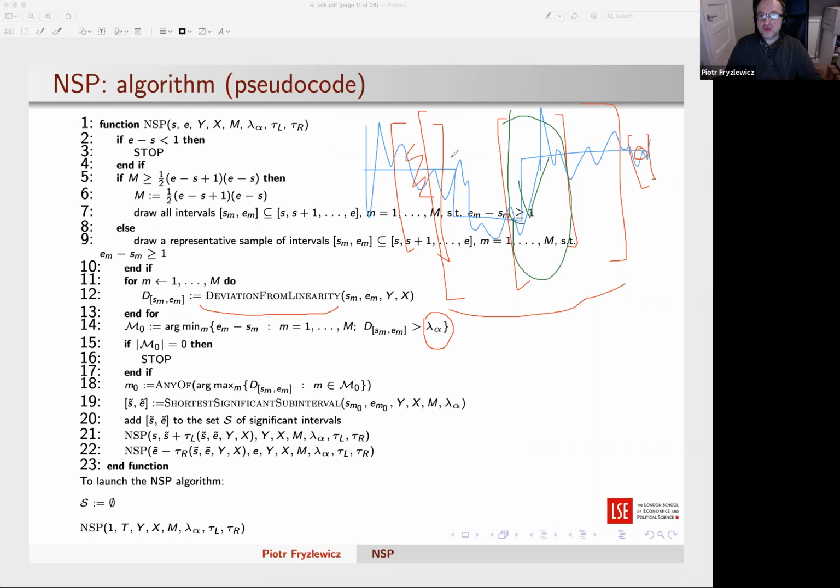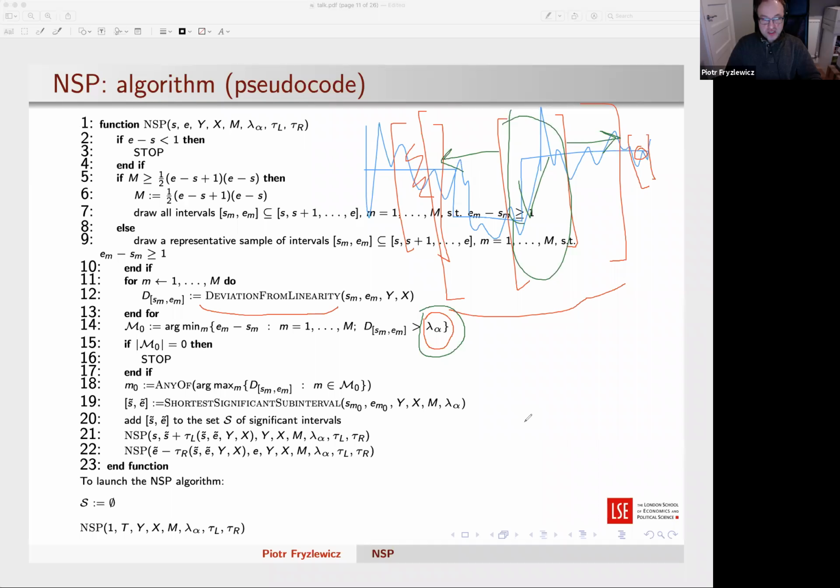And then I go to the left and to the right, and I do the same thing. I measure deviation from linearity to the left and to the right in the exact same way. And I always use this global level alpha. Okay, that's roughly the main idea.